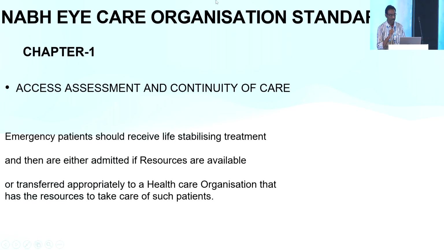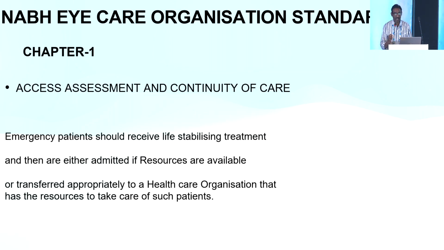So everyone will be aware that there are 10 chapters, and out of that, 5 chapters deal with how to handle a medical emergency. First is access, assessment, and continuity of care. The basic intent of this chapter, as well as of this topic, is that emergency patients should receive life-stabilizing treatment and then are either admitted if the resources are available or transferred appropriately to a healthcare organization that has the resources to take care of such patients.